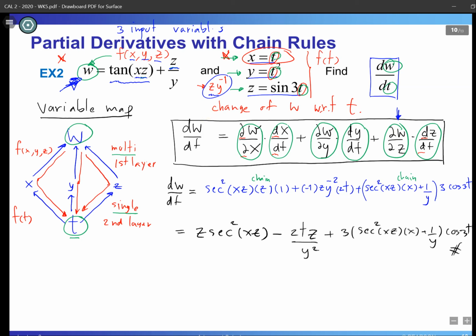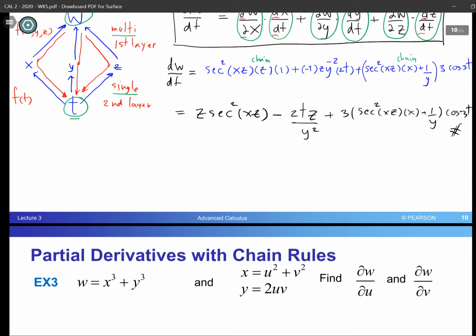Let me check again with the solution I have whether it's correct, and it turns out to be okay. So this is correct. Now same concept as example one, right? Find the variable map, then find the formula, and then use the formula to find the derivative. Alright, now let's use this same concept again on example number 3.